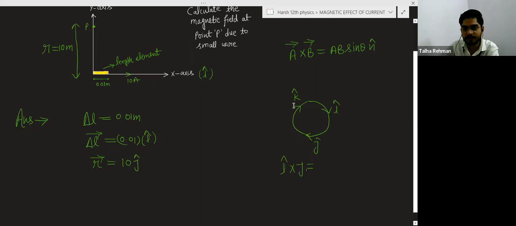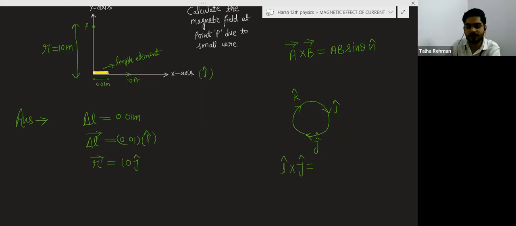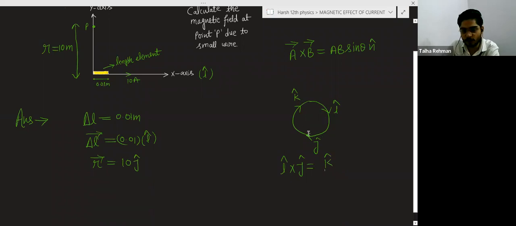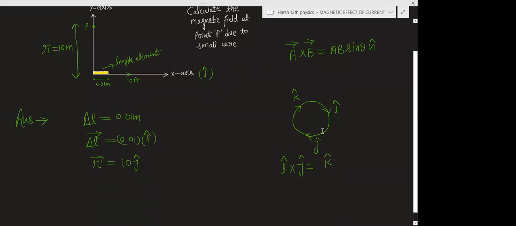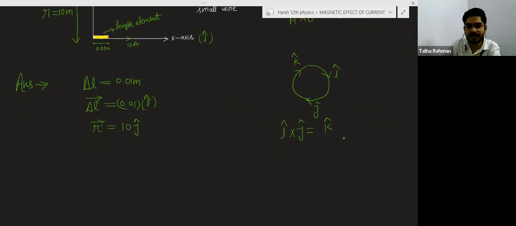I cross J will be K. K cross J will be minus I. If you want to find J cross K, then it will be I. You have to move in a particular direction in a circle. So J cross K equal to I cap.